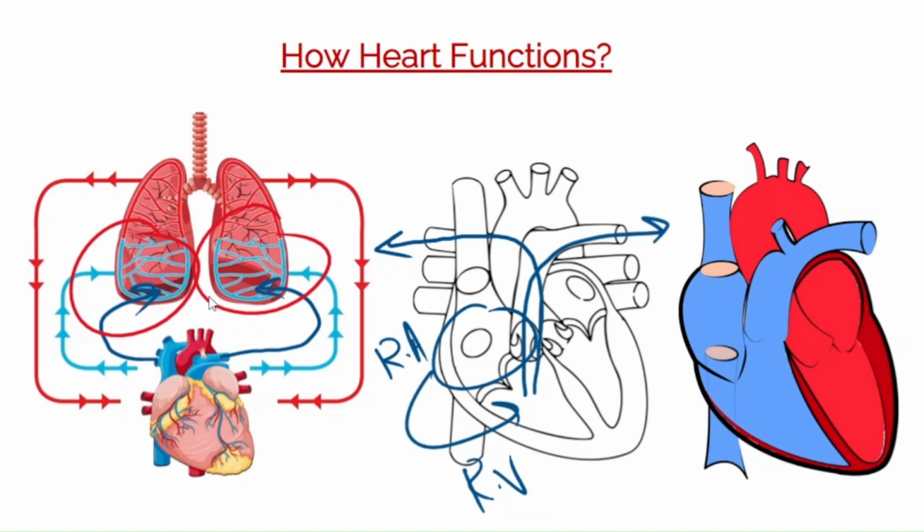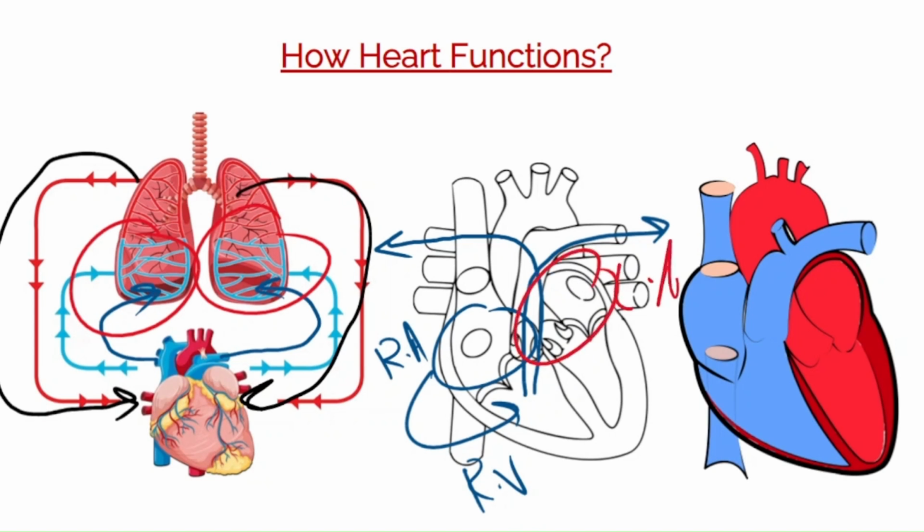This oxygenated blood doesn't stop in the lungs. It makes its way back to the heart again through a special road. And this time, oxygenated blood enters into the left atrium of the heart. And finally, the left ventricle contracts and this oxygenated blood goes out of the heart to all parts of the body.